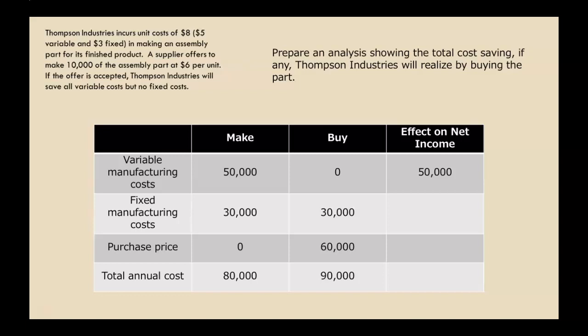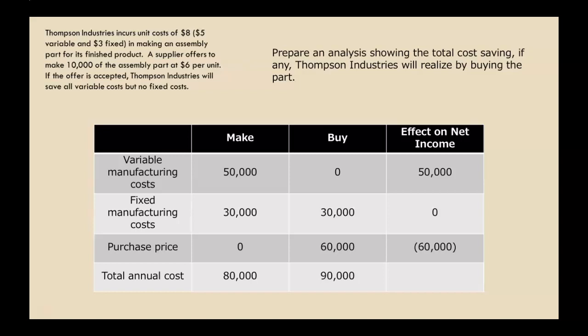Now fixed. Fixed remains the same, so there's no effect, right? Purchase price, we went from having to pay 0 under the make scenario to paying 60,000 if we were to buy them. So our costs were increasing, and if your cost increases, your net income would decrease. So we show that as a negative 60,000.